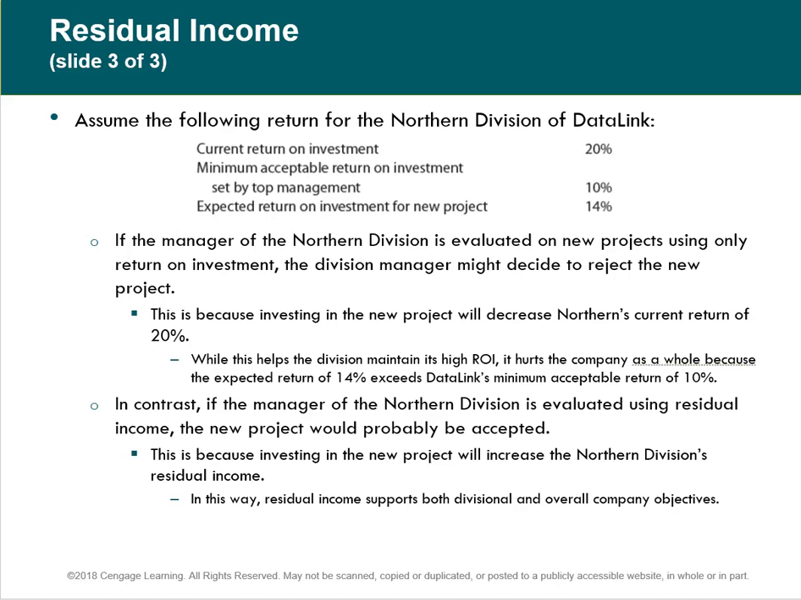So here's our Northern Division again. Their current return on investment is 20%. The minimum acceptable was 10, and the expected return on investment for new projects was 14%. So if the manager is evaluated on new projects using only return on investment, he would reject a project because it would decrease the current return of 20%. Okay? So it might help the division, but it hurts the company as a whole, right?